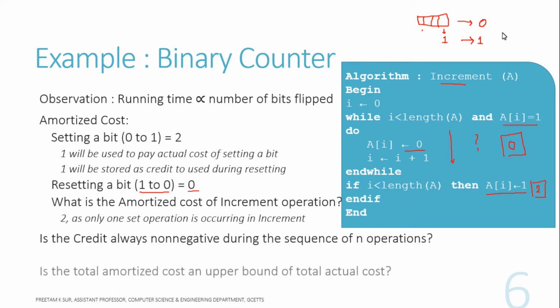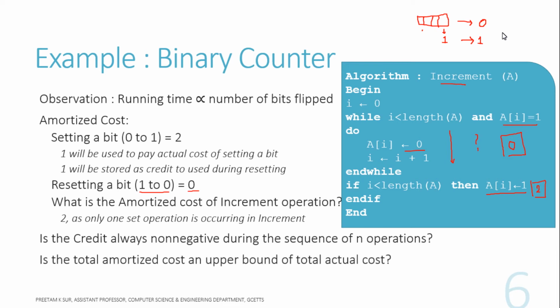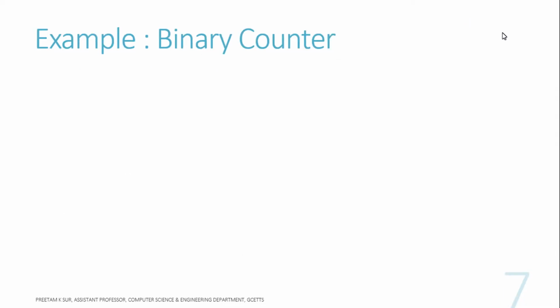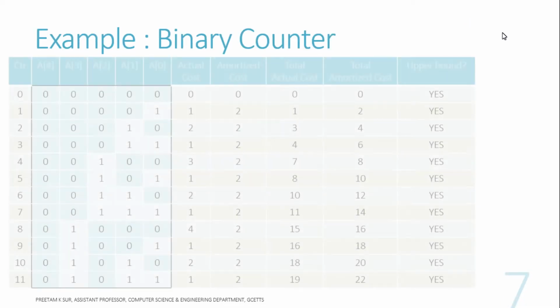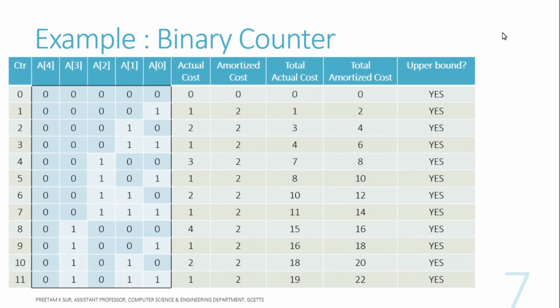Now the question comes: is the total amortized cost an upper bound of the total actual cost? So let us see with an example whether the total amortized cost is an upper bound for the total actual cost. I have made this table for you for understanding. We have the same 5-bit counter over here, and the counter is changing its value, incrementing the value upon each increment call. So this is how it is done.